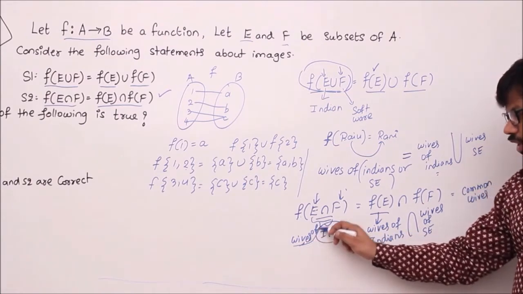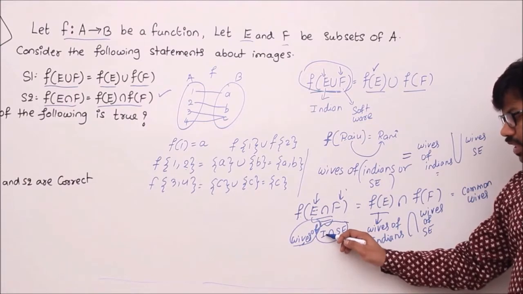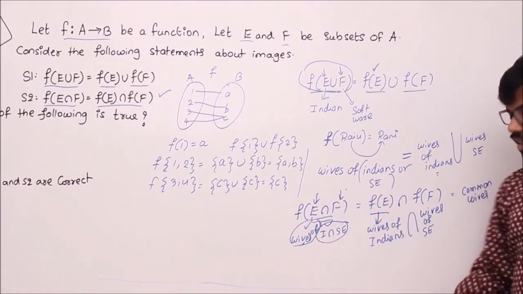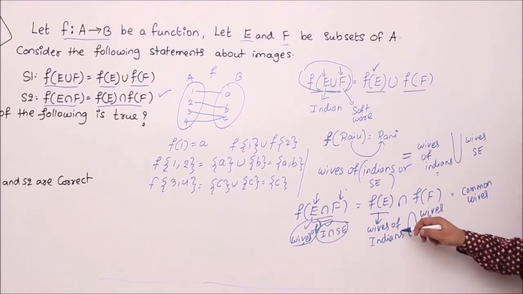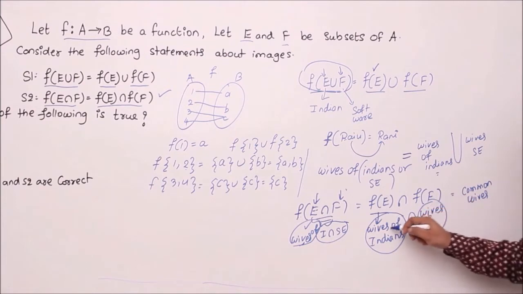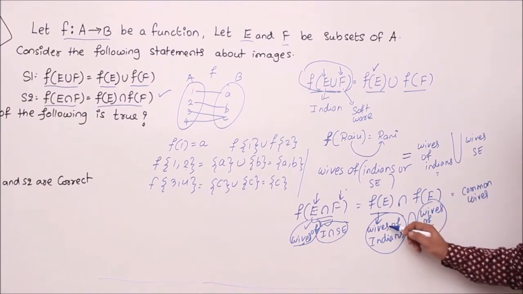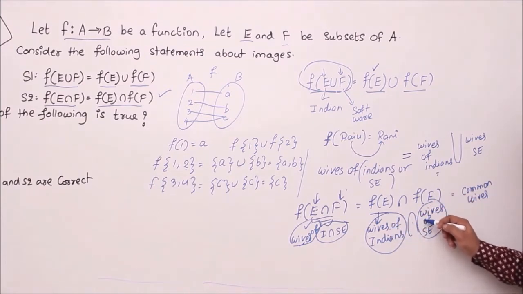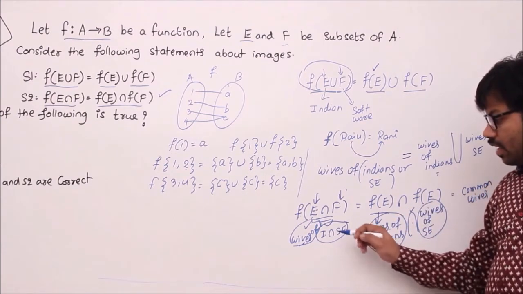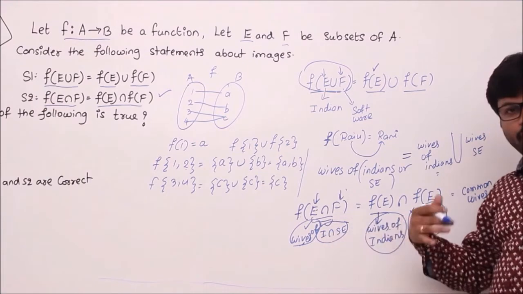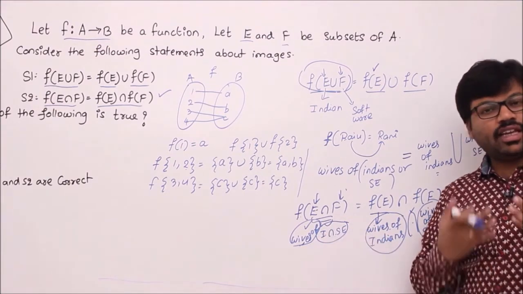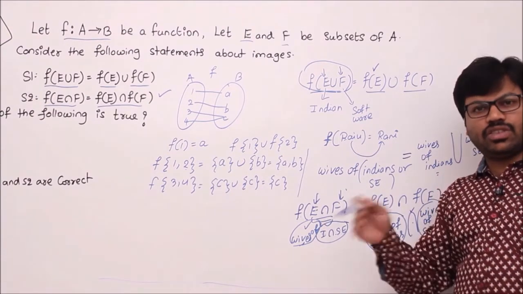Let's read it again. Wives of a person who is Indian and software engineer. That kind of thing it is. Here we are intersecting the wives. Try to understand the difference. We are intersecting the wives, like wives of Indians and wives of software engineers. We are intersecting such wives. But here we are first intersecting the people, then whoever the common people you get, their wives. There is a fundamental difference between these two.